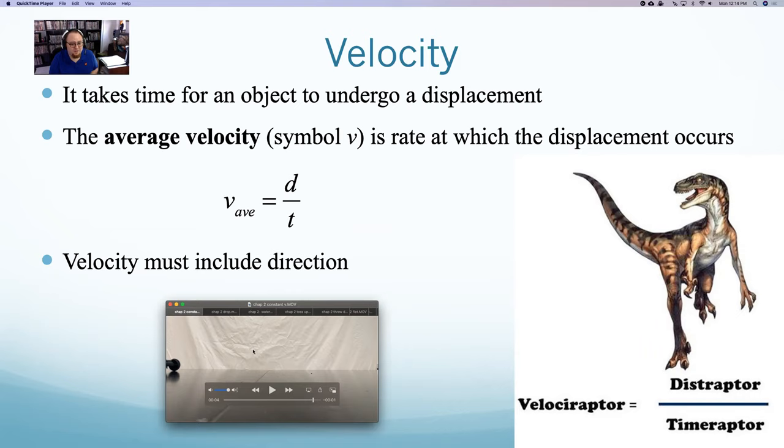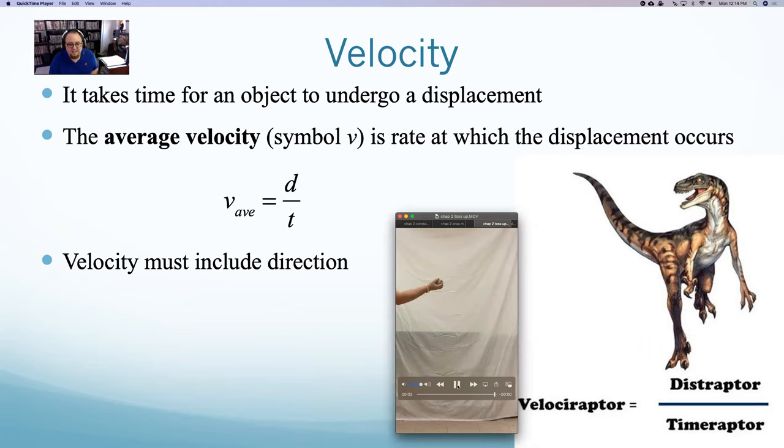Now, interesting thing with me throwing this ball up. I already said that the displacement when I threw this ball up was zero, because it started and ended at the same spot. That means its average velocity is zero when I throw this ball up. And that's true. If it starts and ends at the same spot, its average velocity is zero. That's because it has a positive velocity going up and a negative velocity going down that cancel each other out. That's okay.